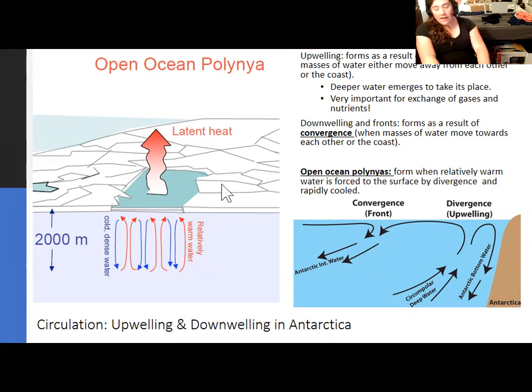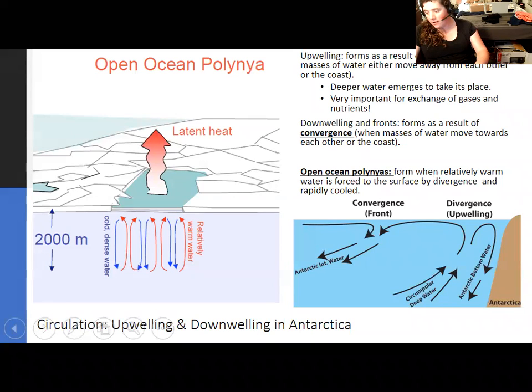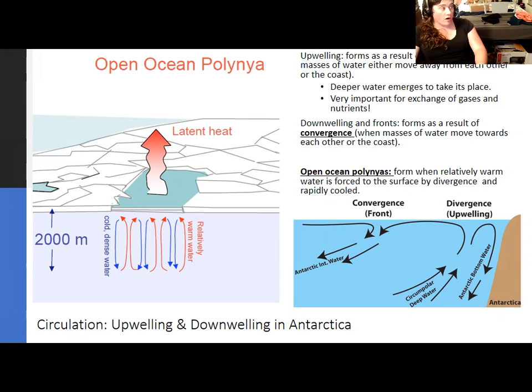You can actually also have polynyas out in the open ocean. You can get another type of polynya called an open ocean polynya when two different water masses are pushing away from each other, away from the coast. So you get coastal polynyas if you have divergence at the coast. You get open ocean polynyas if you have masses of water separating away from the coast. If you have masses of water approaching each other, one is going to be forced downward, and that's going to be at the front. There's going to be a little bit of mixing in that very narrow zone where the water is being forced under, but for the most part, the denser water is just going to go under the less dense water.